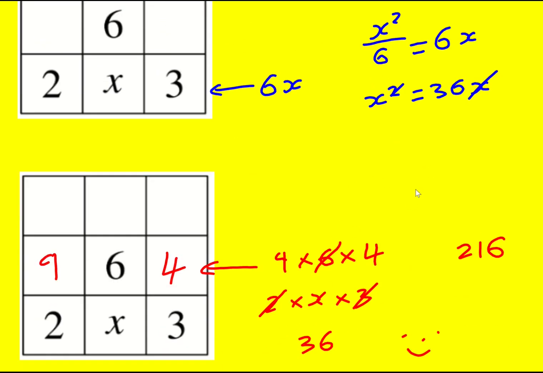And of course, I think it's not a bad idea to try and finish this question. Let's just see if we can do that. Finish the actual magic square, check that it all works out. So I've got 36 here and 6 here. That means that's going to have to be 1. What else can I do?